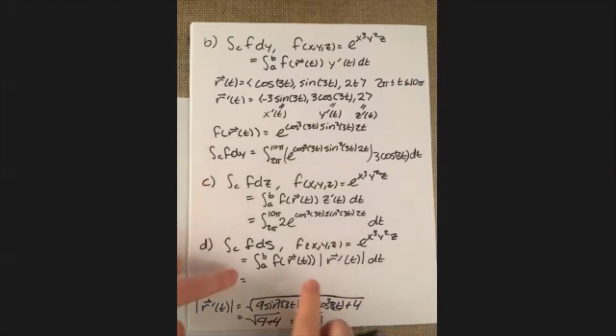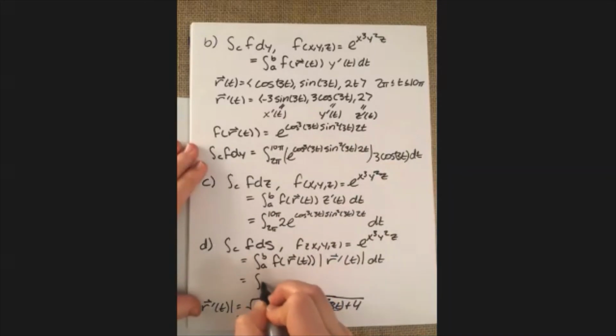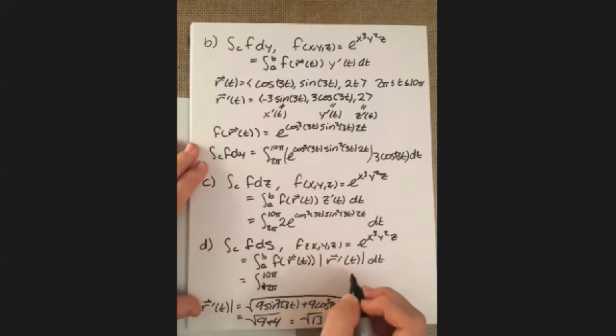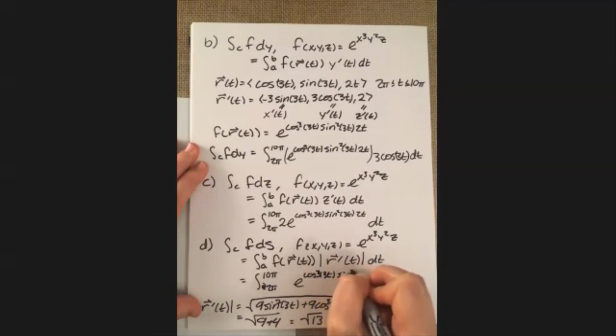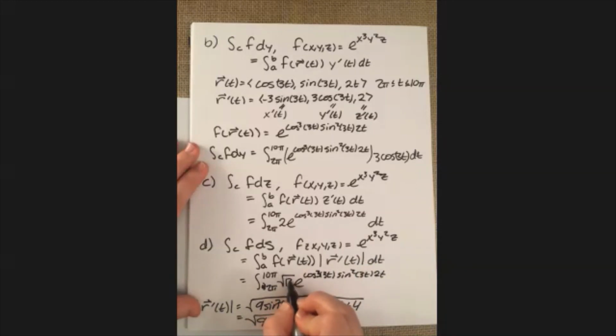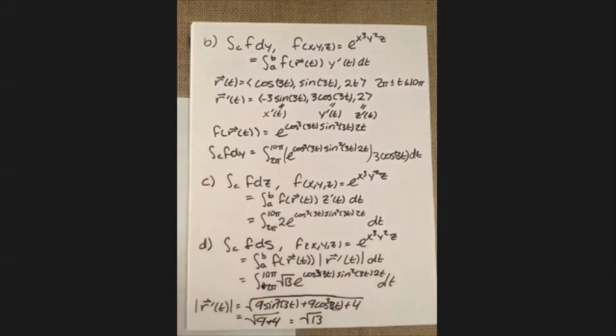So we still have the same bounds of integration, the integral from 2π up to 10π. F of r of t was e to the cosine cubed 3t sine squared 3t and then 2t. And then I just have to multiply by the length of my derivative, which was root 13. And since that's just a number, I'll put it in front, dt. So yeah, that's pretty much it. That's all there is to that problem. I know they look really similar and we wind up reusing a lot of the same information over and over again, which is really nice.